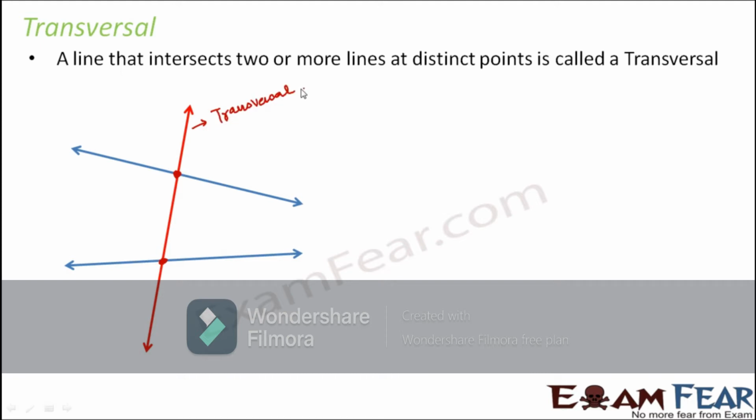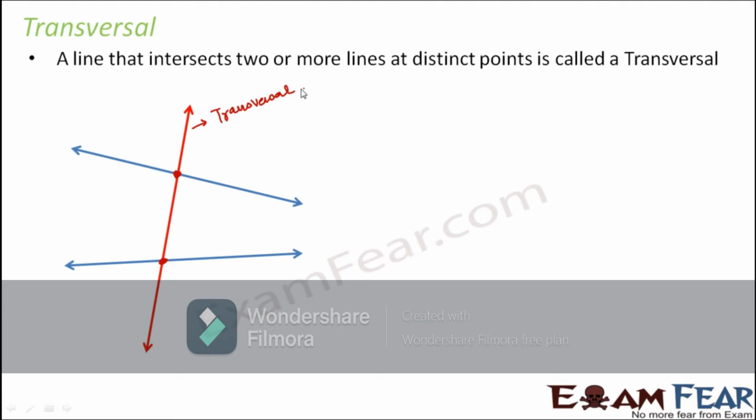Now a transversal does not necessarily intersect just two lines. It can intersect 2 lines, 3 lines, 5 lines, 10 lines, or even more than that. So basically a line that intersects multiple lines at distinct points is called a transversal.